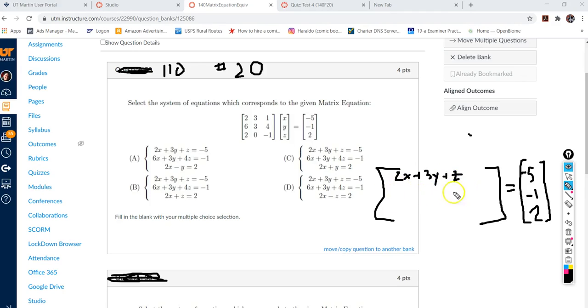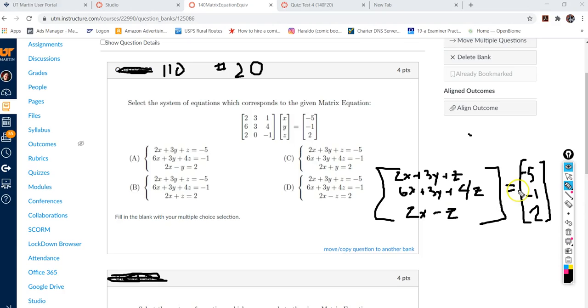So where does this live? Row 2, column 1. So I'm going to take row 2 of this and multiply it by column 1 of that. 6 times x plus 3 times y plus 4 times z. And finally, that lives in row 3, column 1. So I'm going to take row 3 of this and multiply it by that column. So 2 times x plus 0 times y, so that's 0, minus 1 times z.